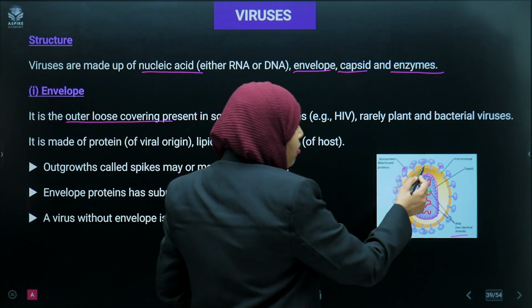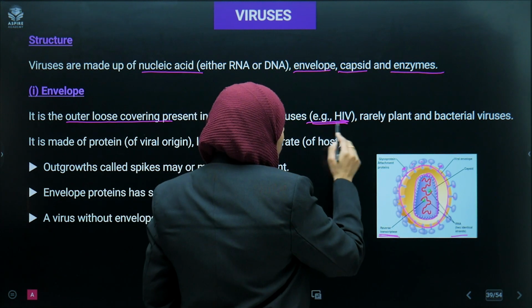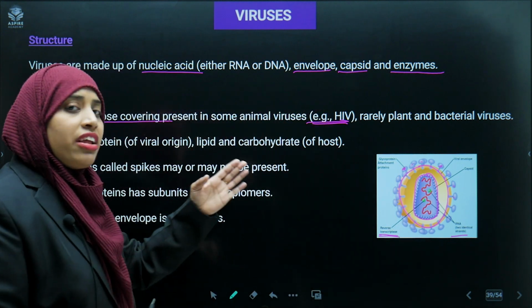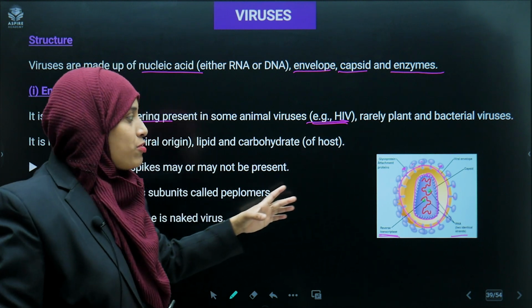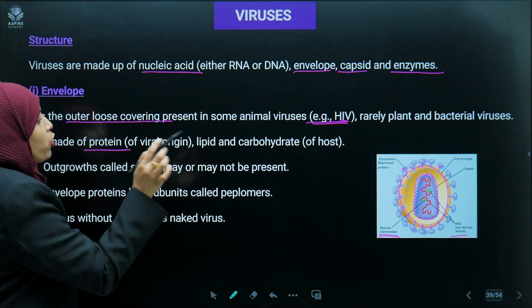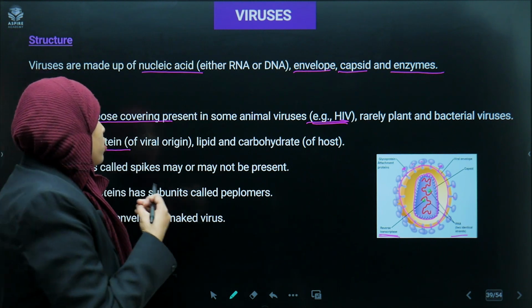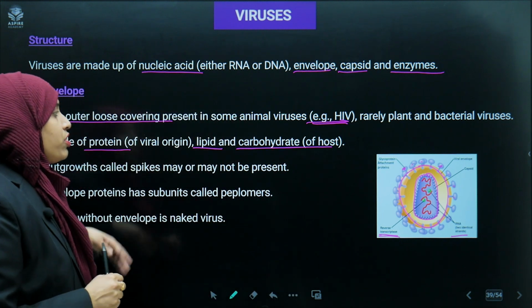Outermost loose covering, this part is the circular covering. Okay, example: HIV virus. It is rarely present in plants and bacterial viruses, but in the HIV virus this circular envelope is present. Now it is made up of protein, and the protein is of viral origin. And the protein, lipids, and carbohydrates are of the host.